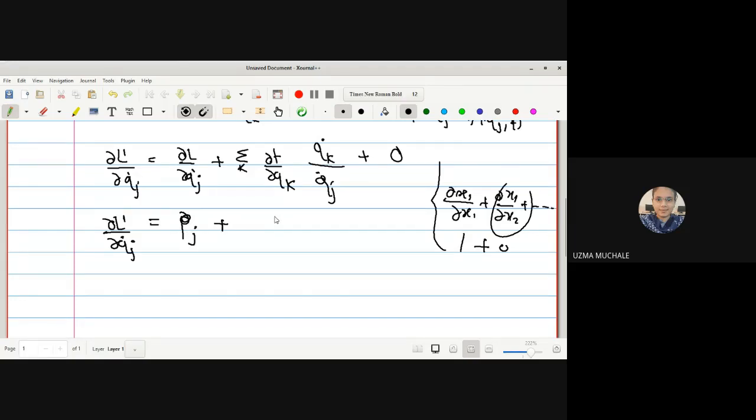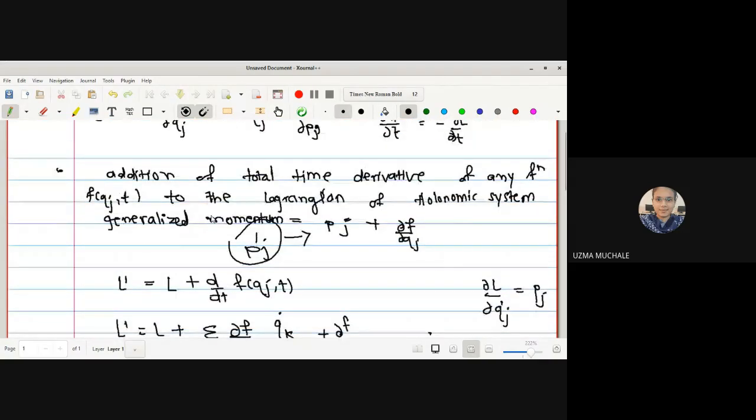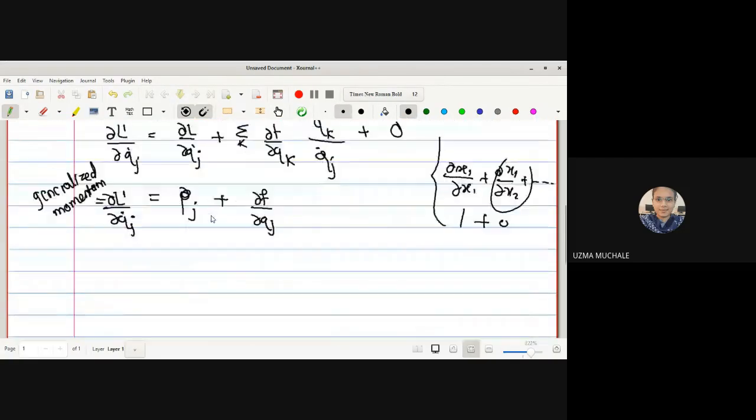Plus now after running the summation, somewhere k will be equal to j. Then qk dot upon qk dot will be 1, and hence we can write dou f by dou qj, this term as it is, plus the next terms are 0. So we can now say that the new generalized momentum is given by pj plus dou f by dou qj. And that is what our aim was. Generalized momentum is given by pj plus dou f by dou qj.